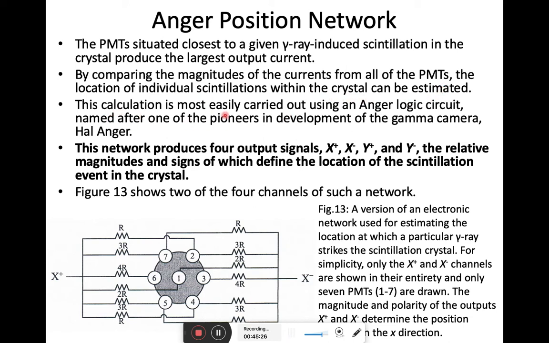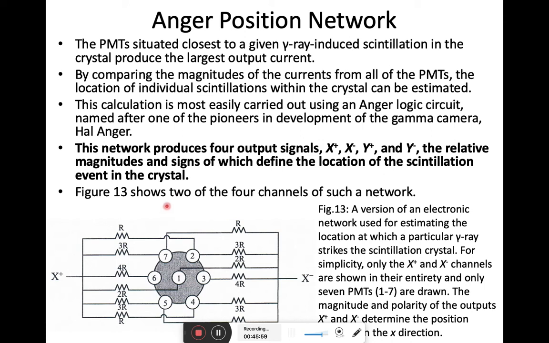This calculation is carried out by using an Anger logic circuit. It is named after one of the pioneers in the development of the gamma camera, Hal Anger. I hope I pronounce his name correctly. This network produces four output signals: X plus, X minus, Y plus, and Y minus. The relative magnitudes and signs of these define the location of the scintillation event in the crystal.